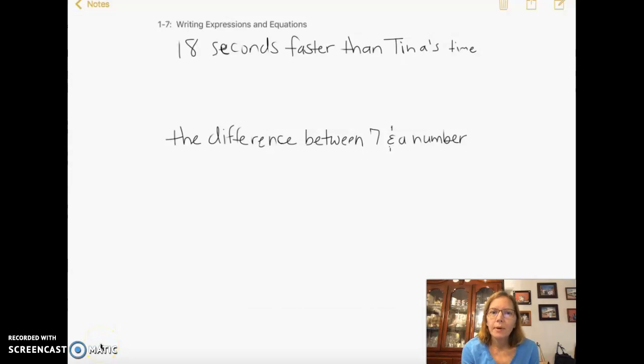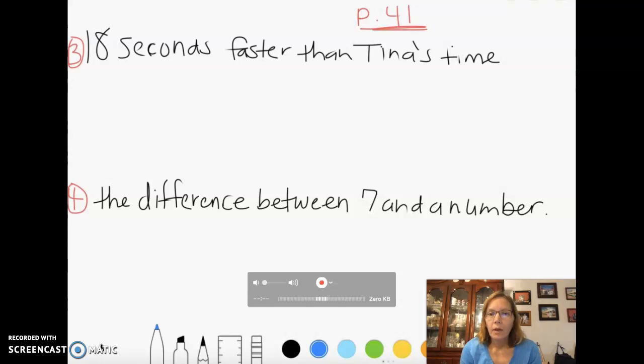Hey guys, we're talking about writing expressions and equations today, and I just want to remind you the difference between an expression and an equation. An expression is just a math problem, like 5 plus 6 or 7 times n. An equation is a math problem that has an equal sign in it, like 7n equals 49. So be sure to read the directions and see if you're writing an expression, no equal sign, or an equation with an equal sign. Okay, we're on page 41 in the textbook, number 3.